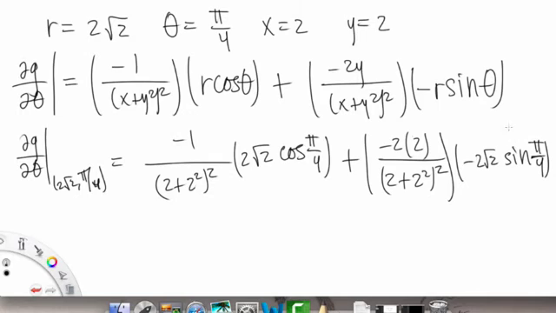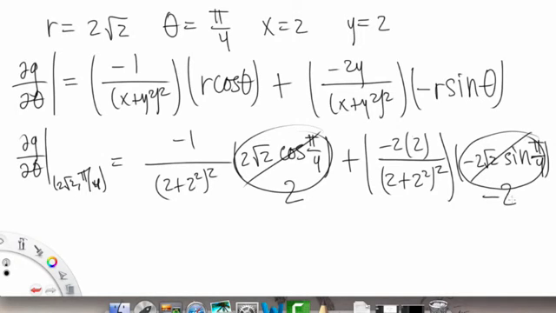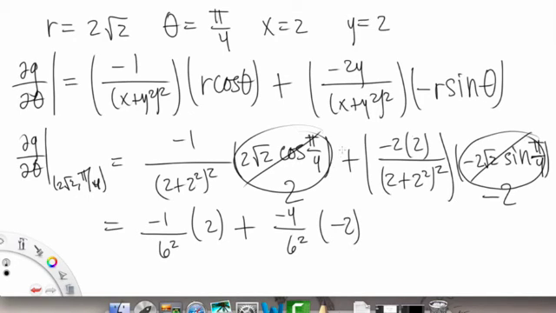Okay, so what are we going to do with this now? We just simplify, right? This here, we know that to be a 2, and this term here is going to be a 2 as well, except we have this negative sign, so this will become a negative 2. So now we have a negative 1 over what? Now we have 2 plus 4 squared, so that would be a 6 squared on the bottom. Then we have a 2 being multiplied, plus, and now we have a minus 4 over 6 squared on the bottom, times a negative 2, okay?